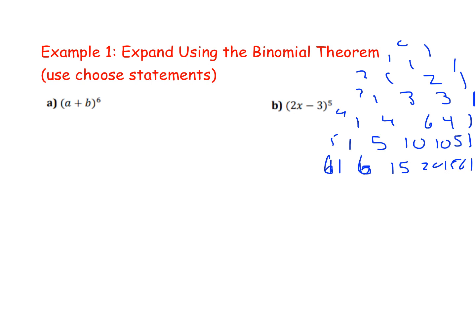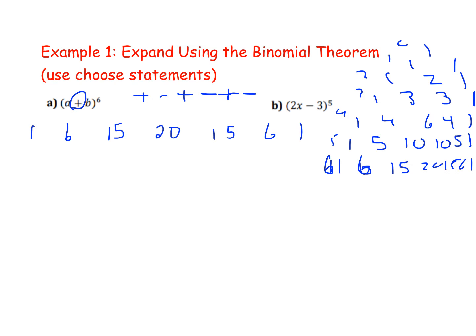And so that's pretty easy. We can just go here and write 1, 6, 15, 20, 15, 6, and 1. And then we're going to look at our variables. Our variables are a and b. Because this is a positive, we know that our signs are going to be positive all the way through. If it's a negative, it's going to alternate plus, minus, plus, minus, plus, minus, like that. I'll show you in the next example.